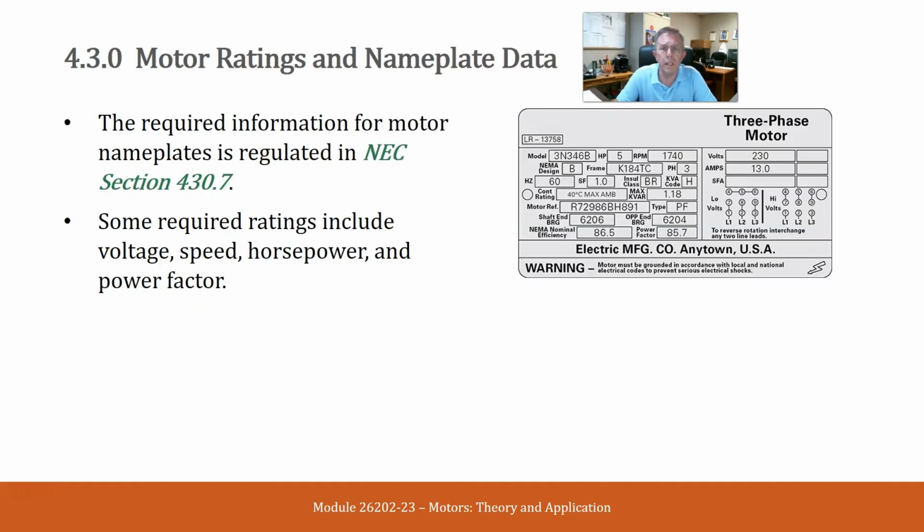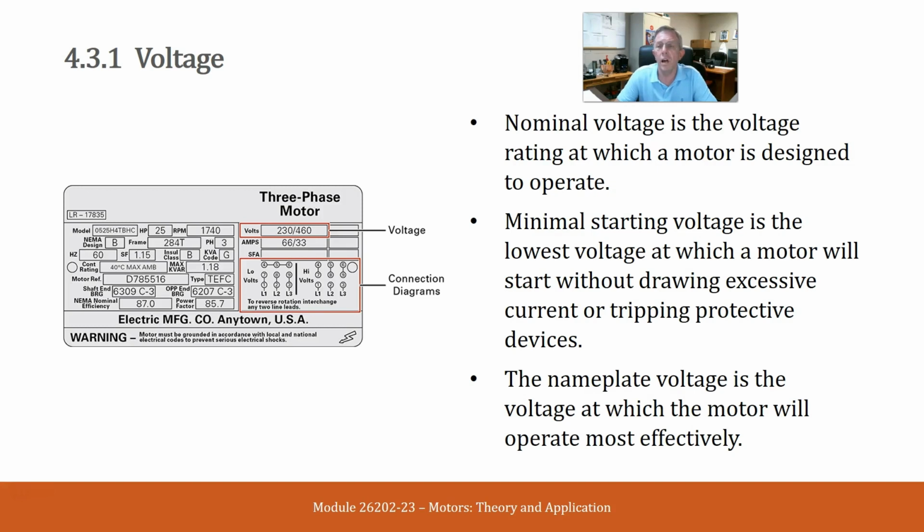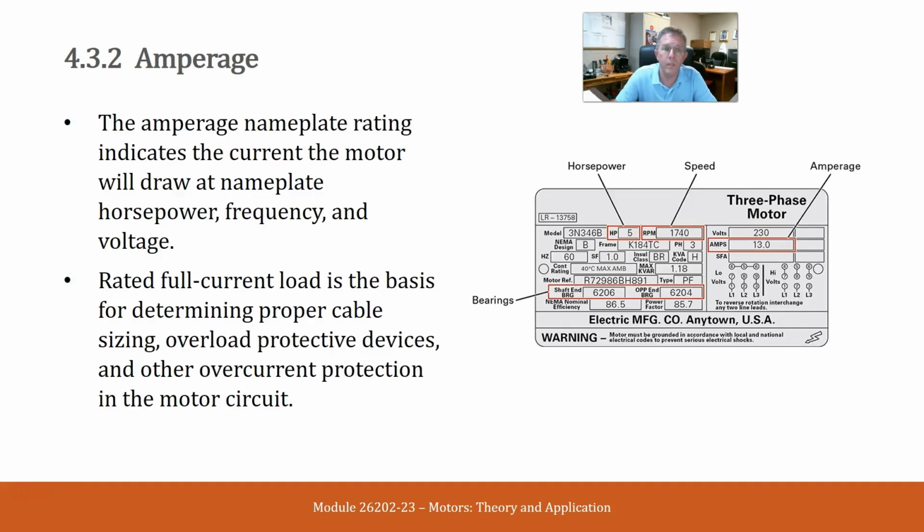Motor ratings and nameplate data. The required information for motor nameplates is regulated in NEC 430.7. Some required ratings include voltage, speed, horsepower, and power factor. Nominal voltage is the voltage rating at which the motor is designed to operate. Minimal starting voltage is the lowest voltage at which a motor will start without drawing excessive current or tripping over protective devices. The nameplate voltage is the voltage at which the motor will operate most effectively.